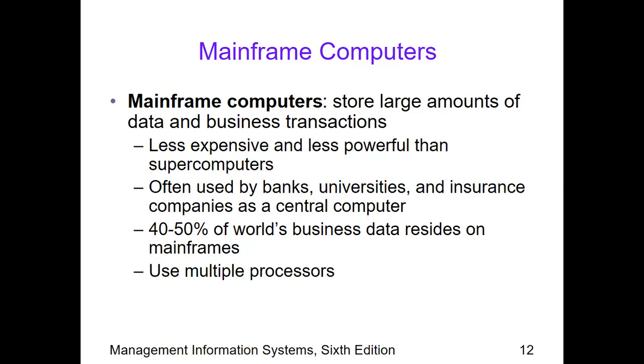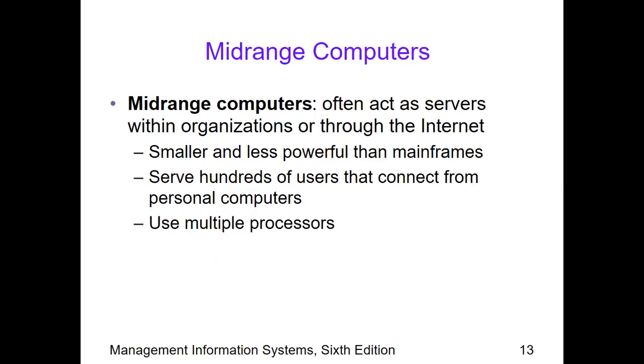They're less expensive, less powerful. These are the ones used by banks, universities, and insurance companies as a central computer. 40 to 50% of the world's business data resides on mainframes, and we use multiple processors. This is now going down in terms of cost and power as compared to supercomputers.